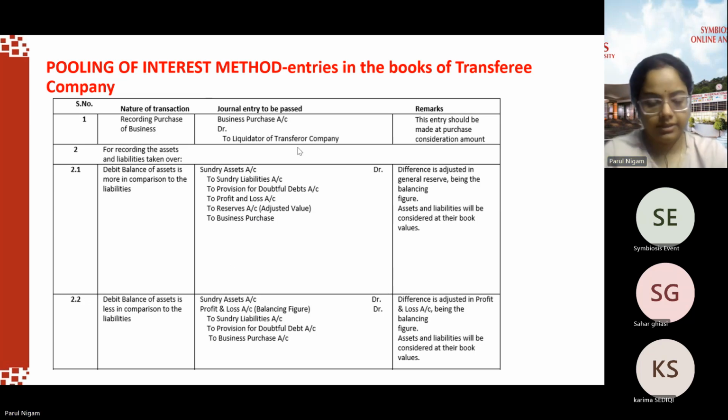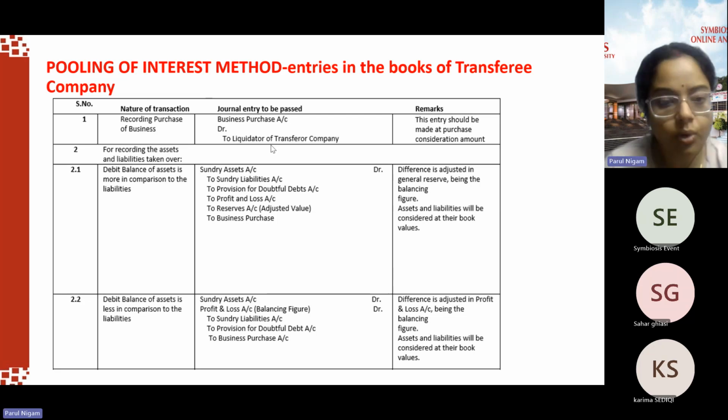I'll tell you once again. Sundry assets, at the exact value at which you are taking over the company, all the assets, then all the liabilities. Then you will also credit business purchase, which you earlier debited, now in the second entry. Whatever balancing figure comes in this entry, you will post it to reserves account. Is that clear?